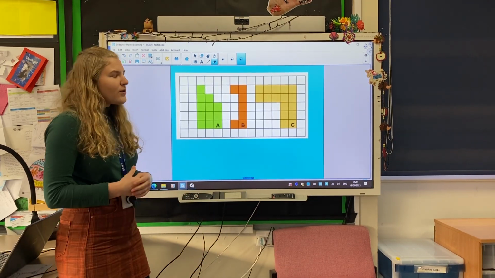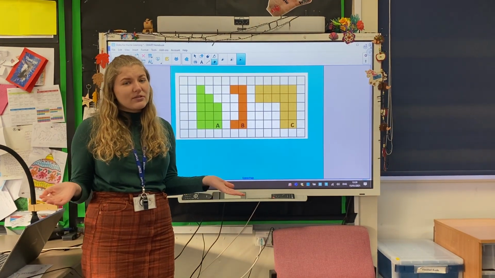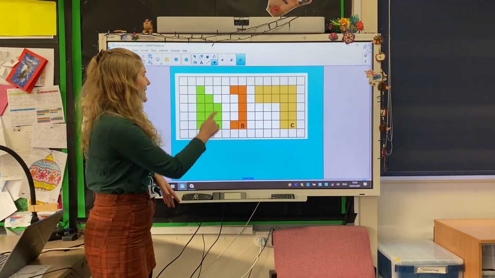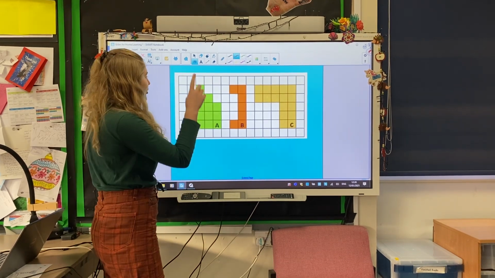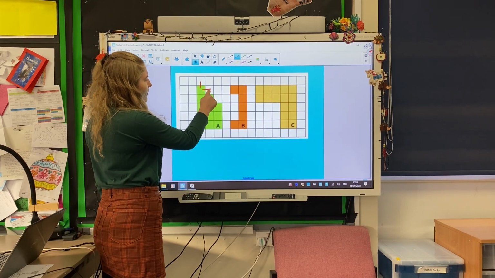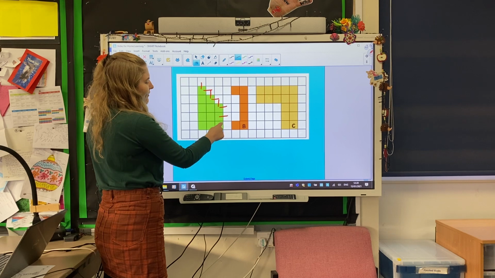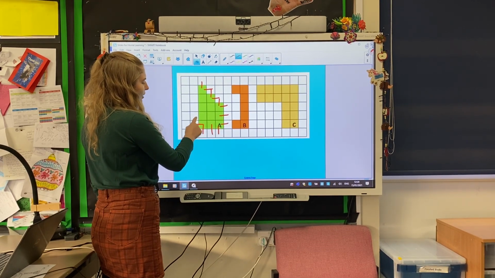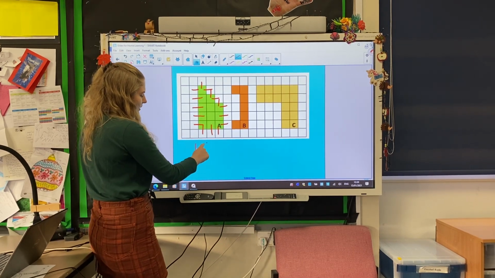Lovely. So when we did perimeter before in school, we found the perimeter by counting the squares around the edges of a shape. So let's recap how we did that. We literally got our red pens and put a stroke through every single line that we counted. So like this, 1, 2, 3, 4, 5, 6, 7, 8, 9, 10, 11, 12, 13, 14, 15, 16.